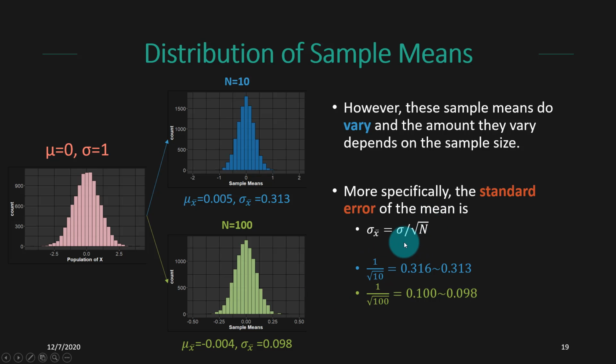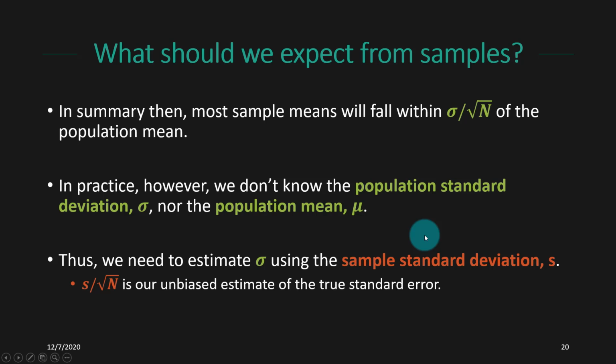But the key thing to show you here is that the variance for the distribution of sample means is intrinsically related to the population variance and to the size of the sample that we're taking. So in summary then, most sample means are going to fall within the population standard deviation divided by the square root of n, or within one standard error of the population mean.